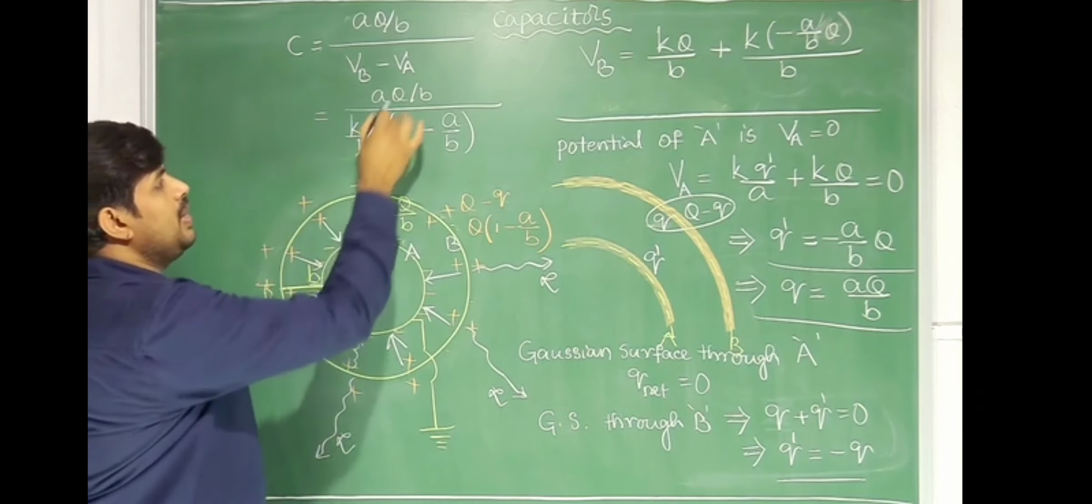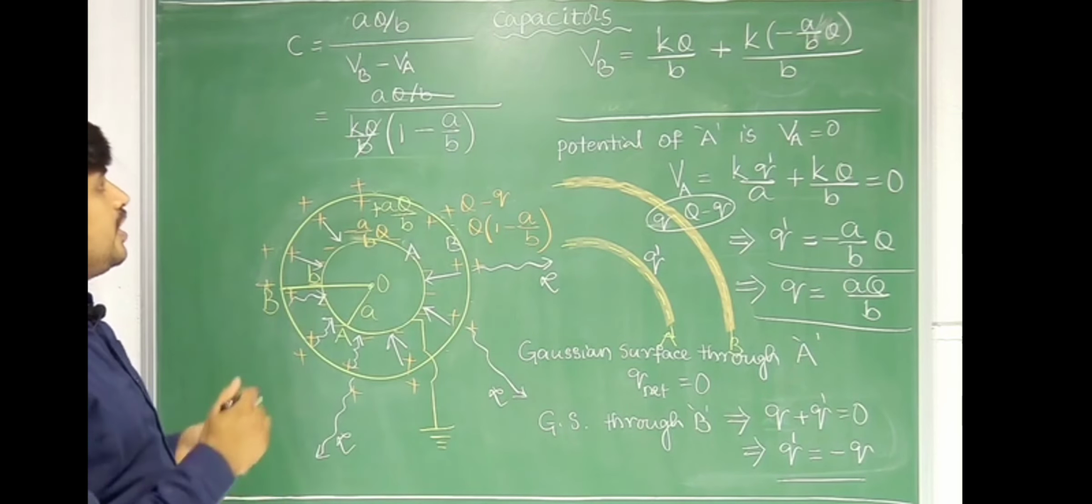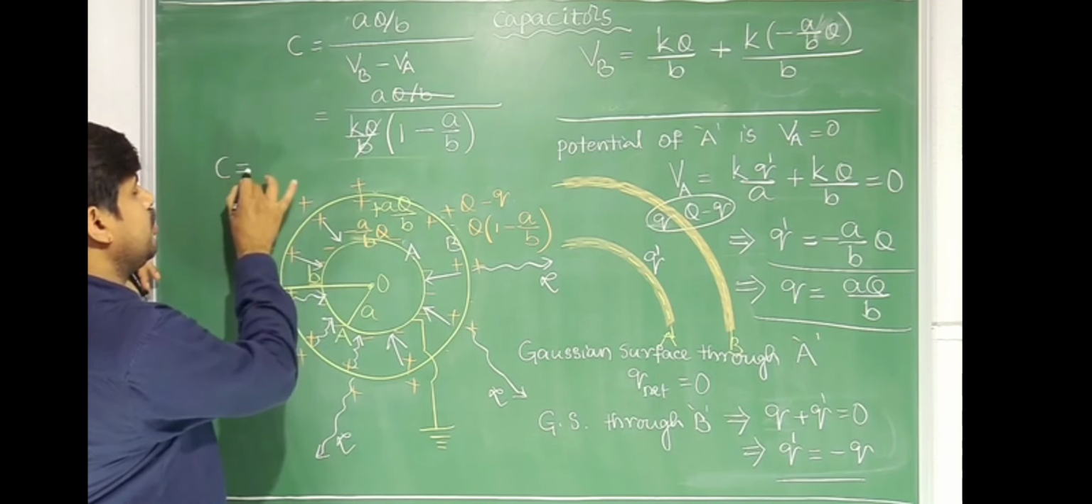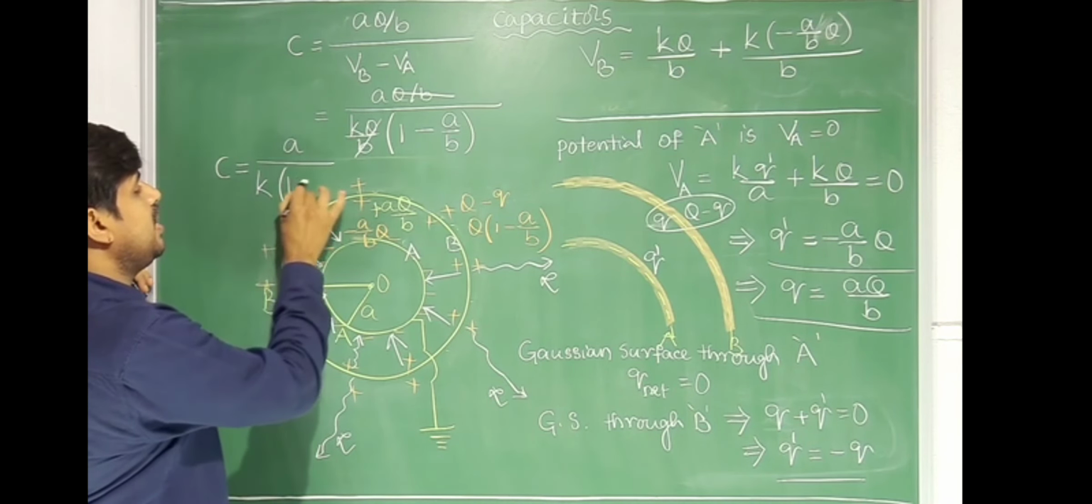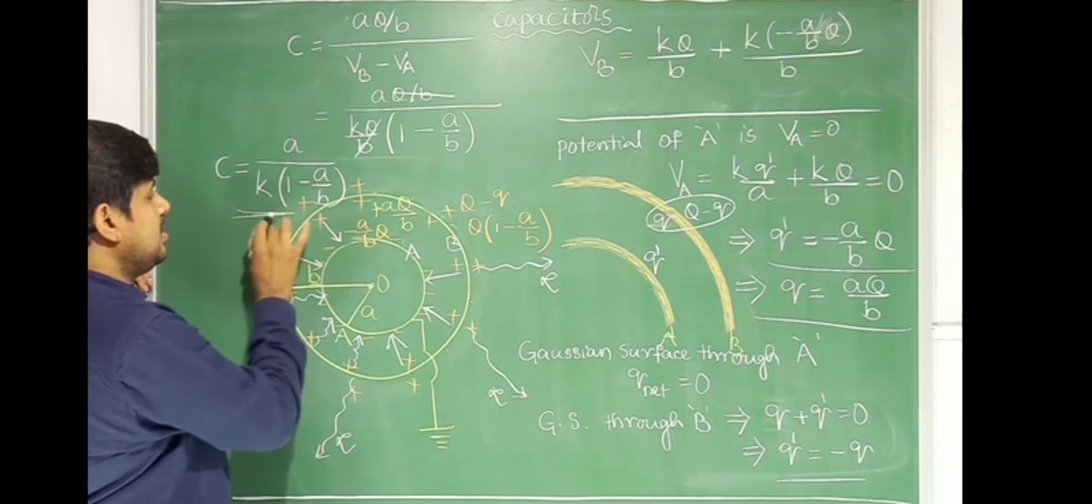So Q by B cut in the numerator and denominator. So final step, what is the capacitance? That is A upon K into 1 minus A by B. This is said to be the capacitance of this arrangement.